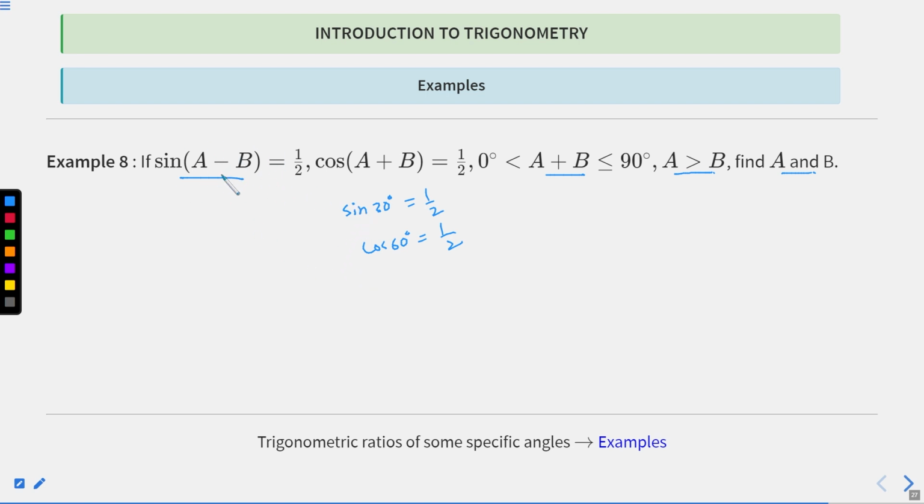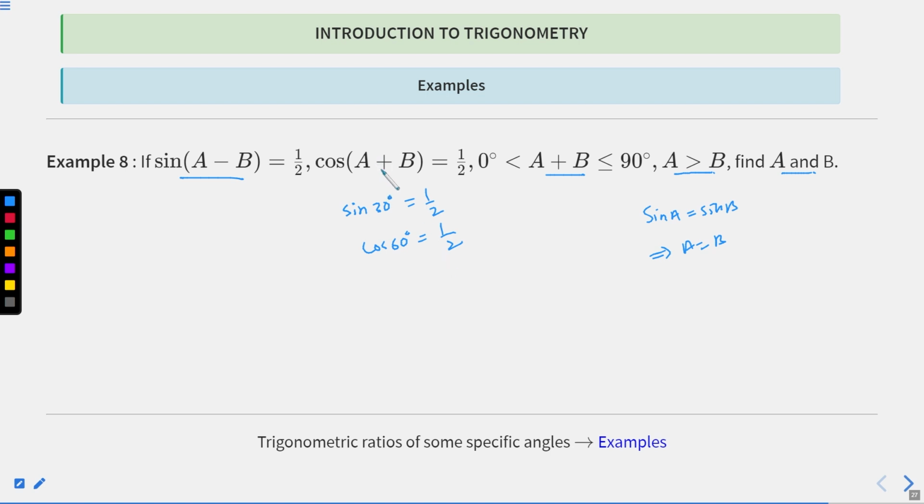So sine of a minus b is equal to 1 by 2, so sine of a minus b is equal to sine 30 degree. And we know if sine a is equal to sine b, and if we have acute angles, then it implies a is equal to b. So a minus b is equal to 30 degree, and cos of a plus b is equal to 1 by 2, and we know cos of 60 degree is equal to 1 by 2.